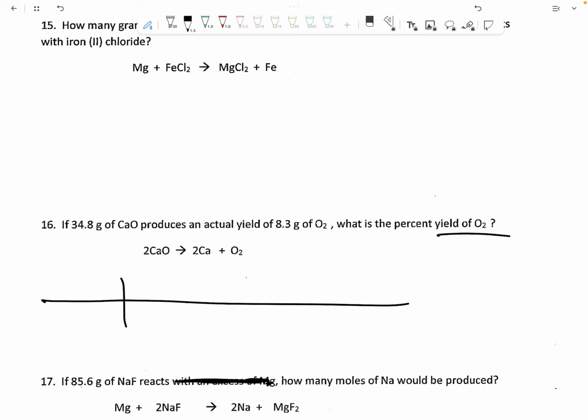To find percent yield, you're going to start with your 34.8 grams of CaO and the molar mass of CaO here, and 1 mole on top of that. Mole ratio is next, and that's going to be, hold on a second, put 2 over here. 1 mole on top, and we're going to put 2 moles of CaO on the bottom.